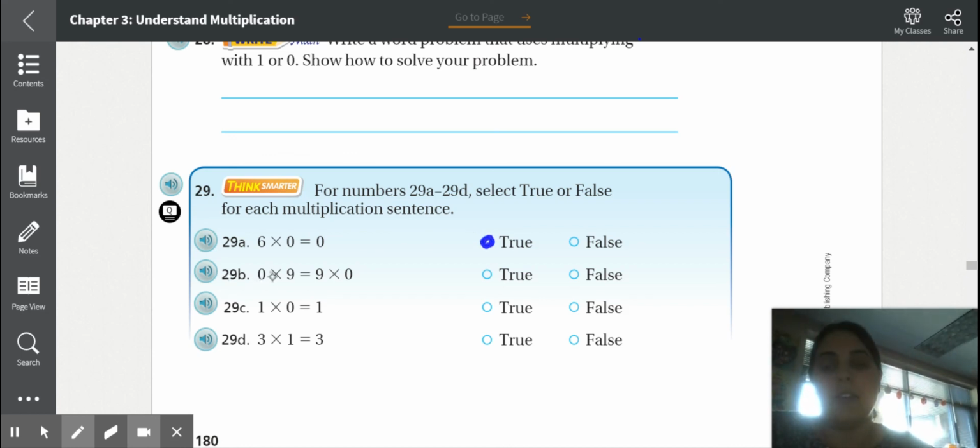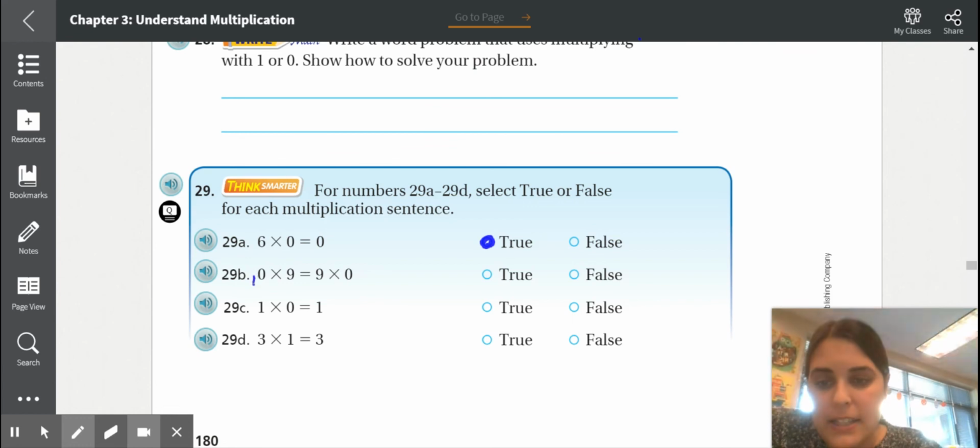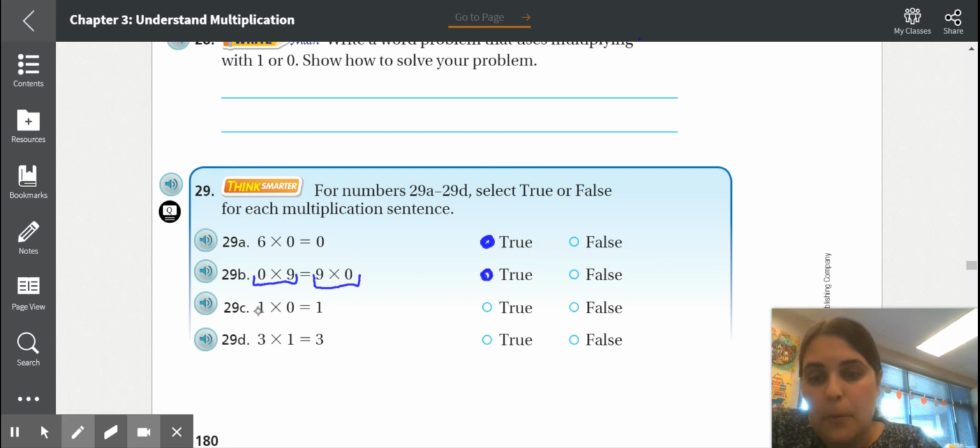29B. 0 times 9 equals 9 times 0. So that's saying everything on this side of the multiplication sentence has to be the same as over here. And this is showing the commutative property, 0 times 9 and 9 times 0, so that's true. 1 times 0 equals 1, false. Any number times 0 equals 0. This should be 0. And last one, 3 times 1 equals 3, true. Okay, there you go. Thanks, third grade.